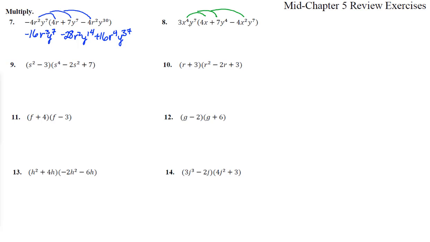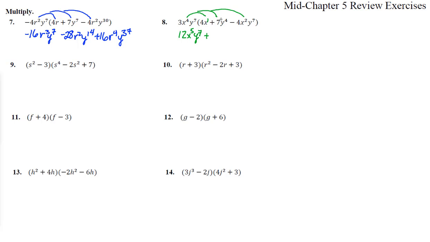We have a monomial, so there's no super distribution going on, just distributing. So 3x to the 4th, y to the 7th times 4x is 12 x to the 5th, y to the 7th. You'll notice the 4 and the 1 right there added.